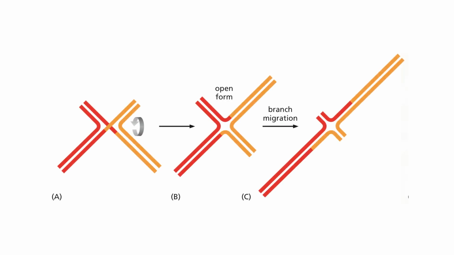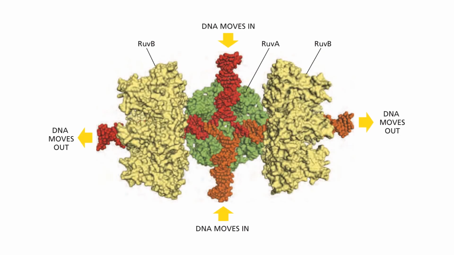Let's look at the figure. You can see the heteroduplex region is extended because of branch migration. You can see the chicken-foot shaped Holliday junction in the center and the two proteins RuvA and RuvB.